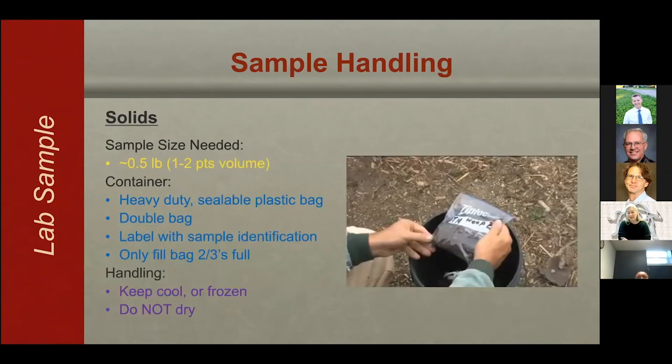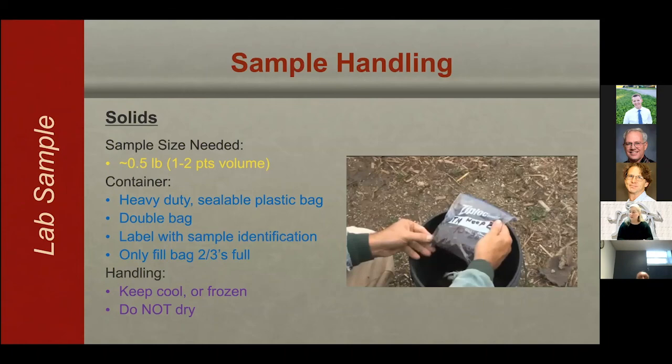For the solids, we need about 1/2 pound. That's about 1 to 2 pints in volume. You're going to take your sample and put it into a heavy duty sealable plastic bag. So a freezer bag, not the little thin sandwich bags, but the heavy duty plastic ones. You should really double bag it. Bags rip, and we don't want those ripping and spilling the contents all over. Label it with all the sample identification information that you need. Fill that bag only about 2/3 full. Again, keep it cool or frozen.